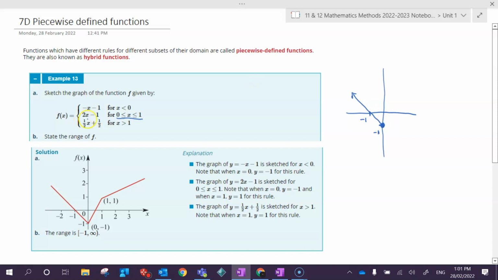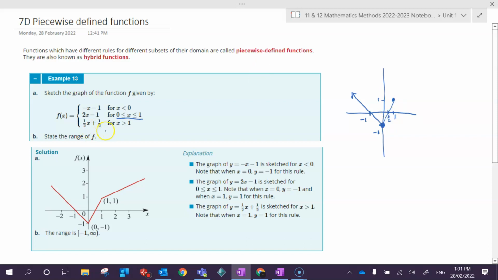And I've got a gradient of 2, which means I'm going to go up 2 for every one that I go across. So I'm pretty sure it's going to go through the point 1, 1. You could just as easily substitute in the value 1 and go 2 times 1 is 2, minus 1 is 1. So I know that it's going to follow that rule up to there. This intercept is going to be at 1/2.